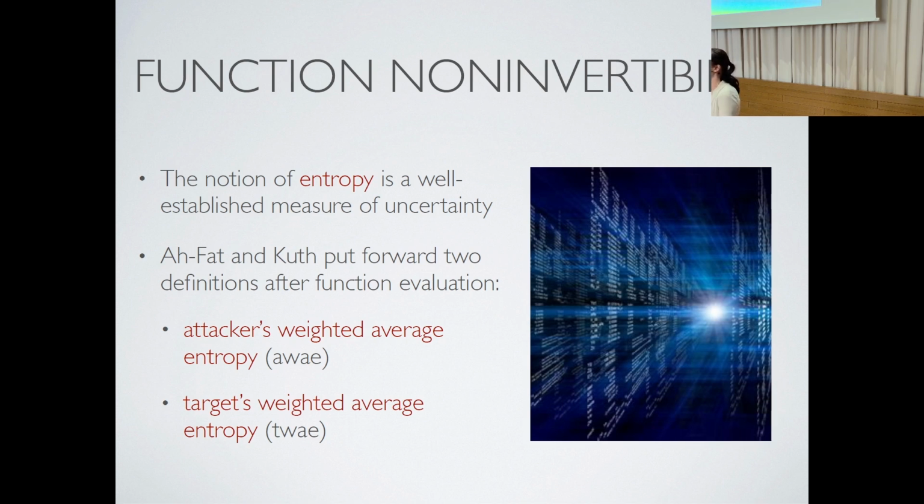What is good about using the regular notion of entropy is you can go further in the analysis. That allows us to derive formulas analytically and do analysis that way, which wouldn't necessarily be possible if we used a different metric. The definitions that we looked at were due to Haft and Koos, in a similar context. We have two notions of security, and I'll explain what they are. They're called attacker's weighted average and target's weighted average. We'll see the way they're formulated.